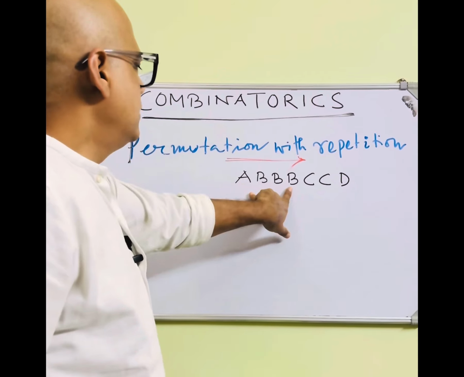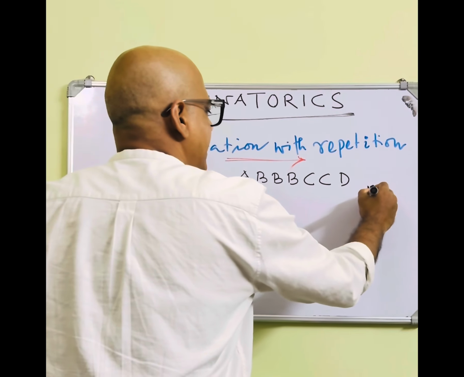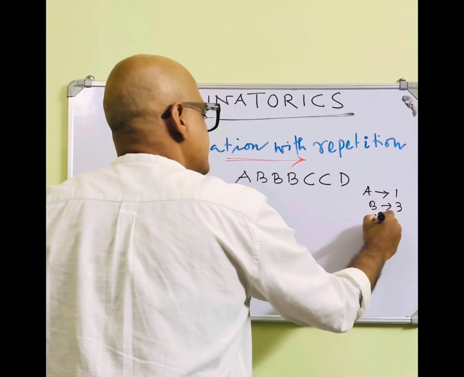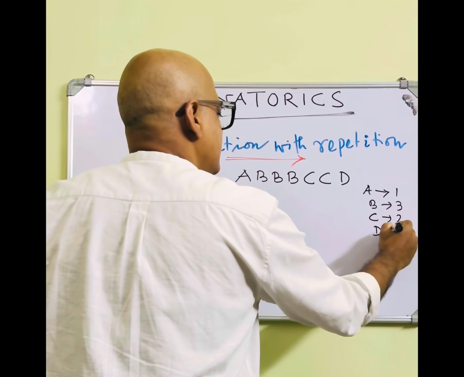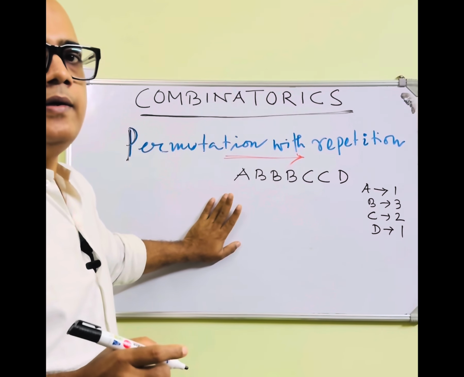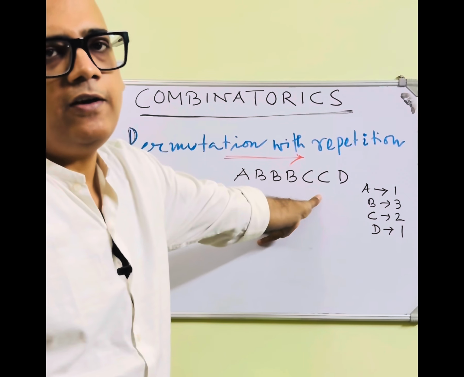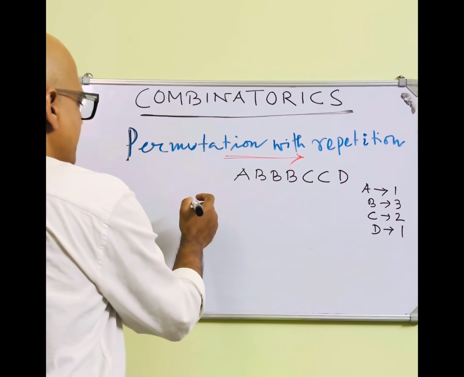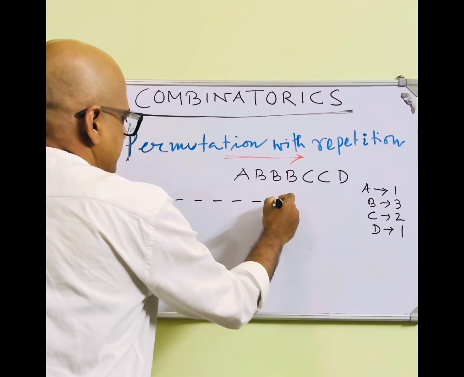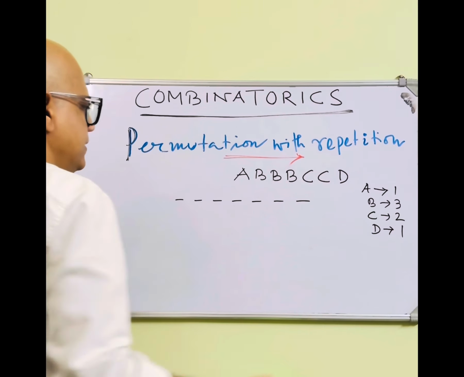So I do have seven letters, where A is repeated once, B thrice, C twice, and D once. What I need to do is form, how many different 7-letter words I can form with this set of letters. So let me just find 7 positions: 1, 2, 3, 4, 5, 6, 7.